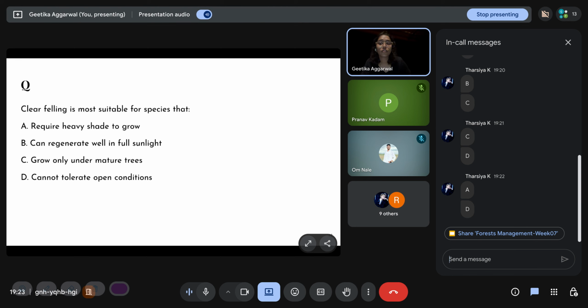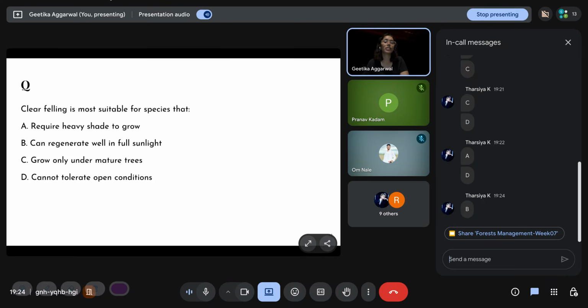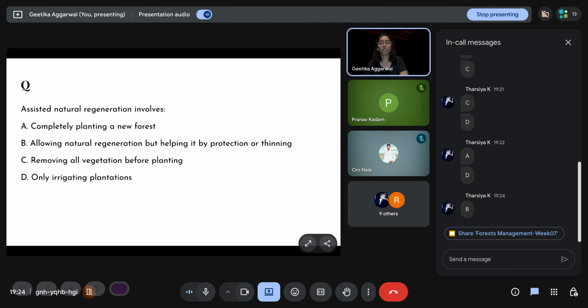Clear felling is most suitable for species that require very heavy shade to grow, that can regenerate well in full sunlight, that grow only under mature trees, or that cannot tolerate open conditions. So, clear felling is most suitable for which of these species? Very nice. Clear felling is most suitable for species that can regenerate in full sunlight because you've entirely cleared the big trees. The canopy is gone. There's a lot of sunlight in the area. So you need species which can regenerate in full sunlight.